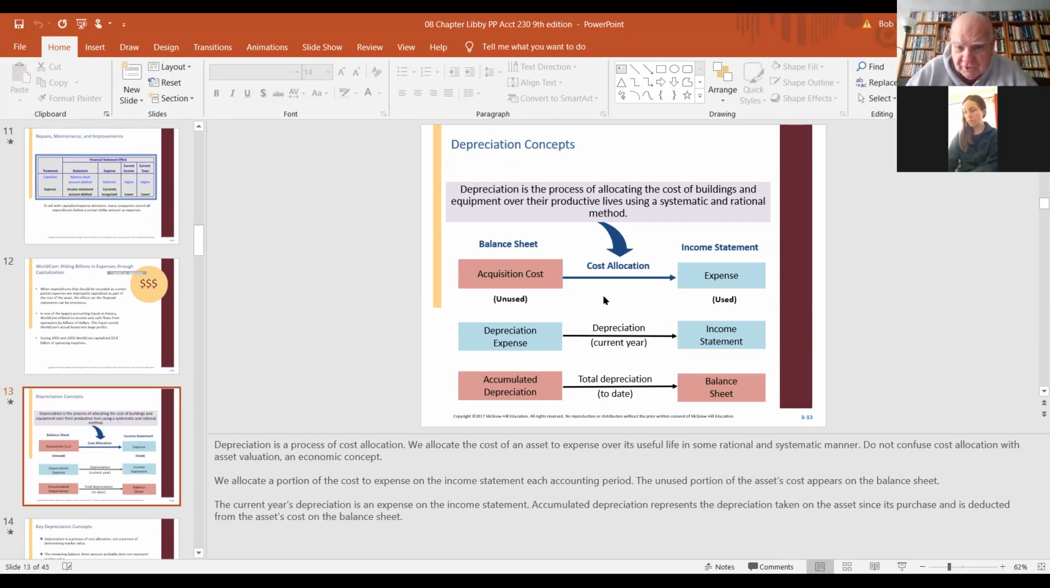Depreciation. We understand depreciation is an estimate, right? It's an allocation. It has nothing to do with the market value, okay?